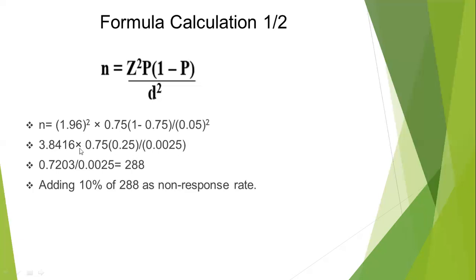When you work the mathematics, you get 0.7203 divided by 0.0025, which will give us 288 as our sample size.